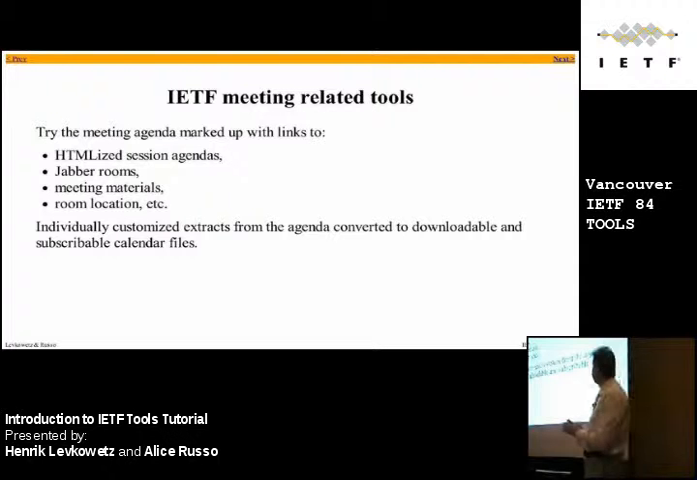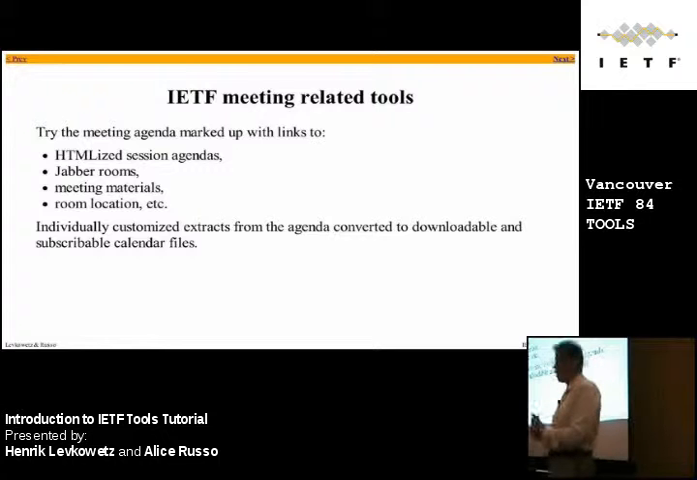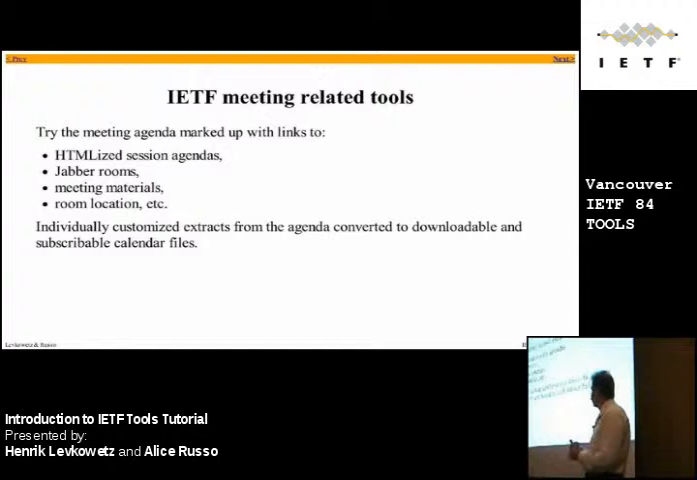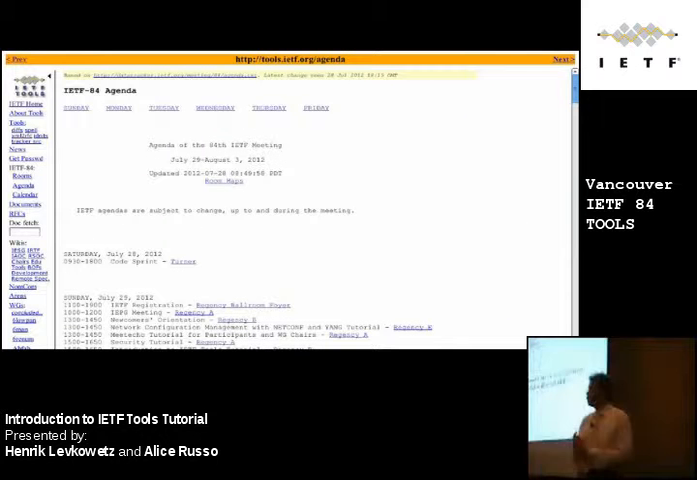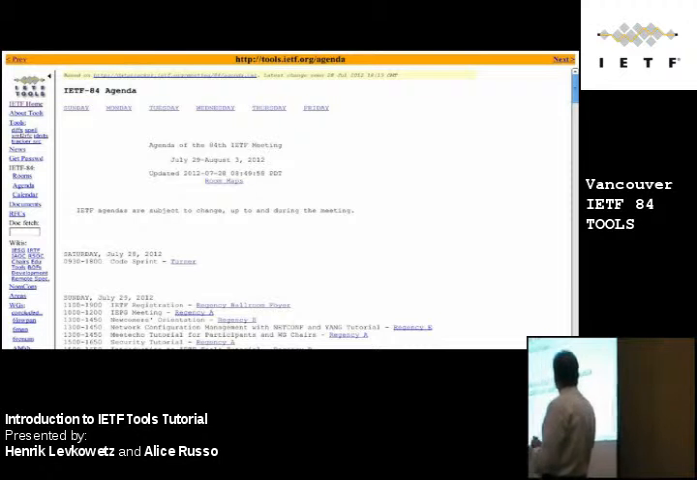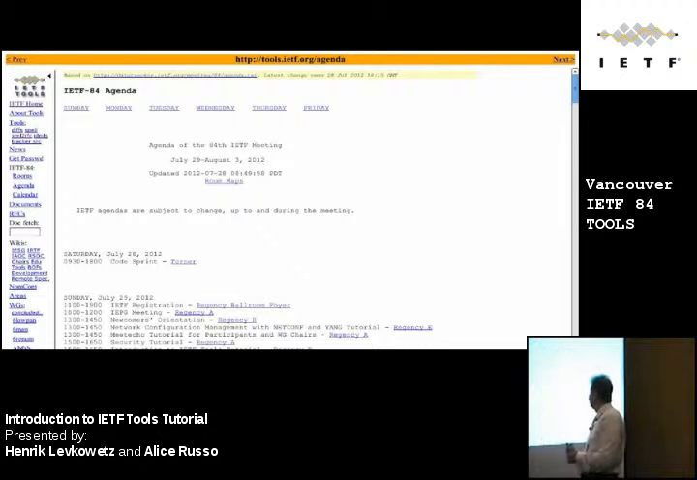So, meetings. Although a lot of work is done on the mailing list and writing documents, the meetings should also be easy to get through and get to what you want. So we have some tools: HTML session agendas, gather rooms, meeting materials, room locations, etc. You have several choices for the agenda. You have the converted plain text agenda that has probably the most links to various tools you might want.